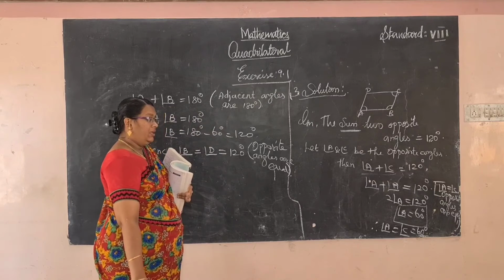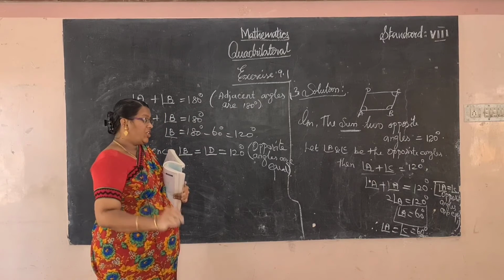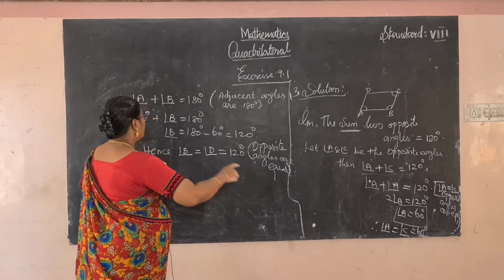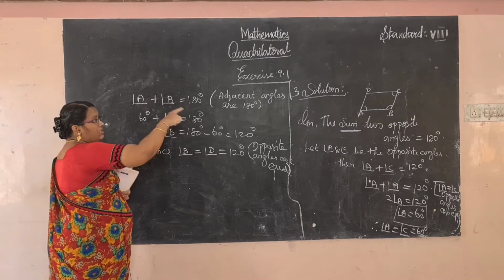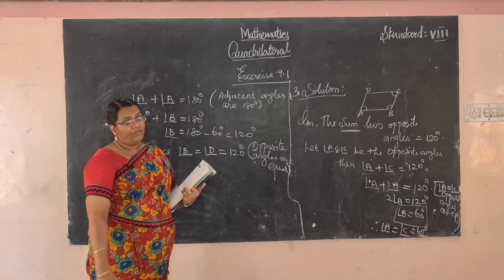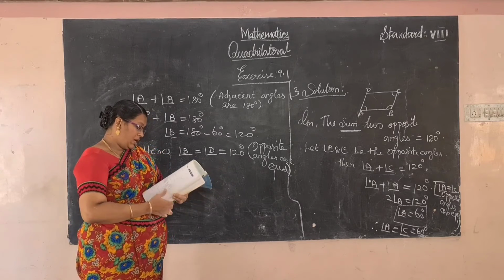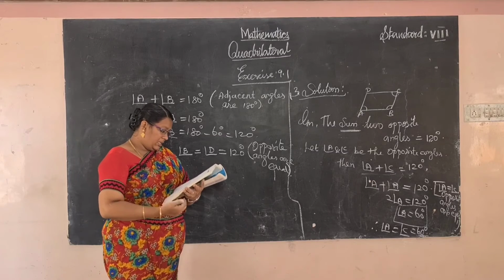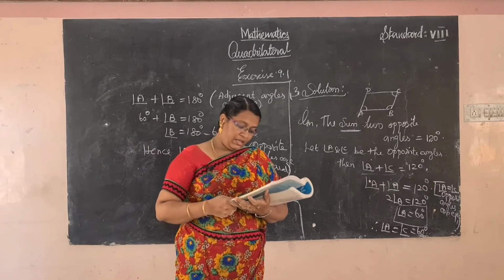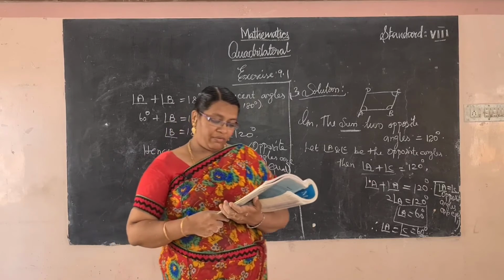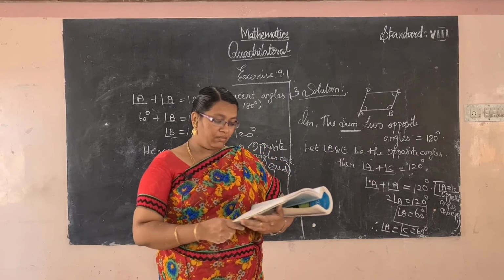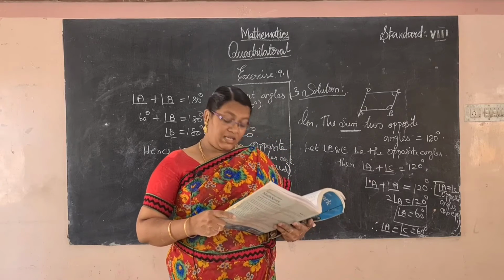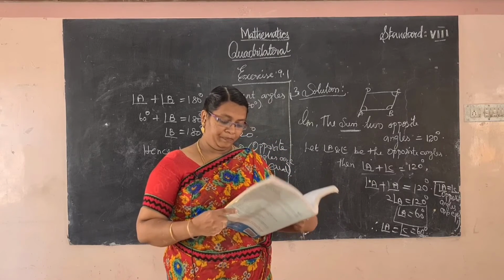After that, the same condition, opposite angles are equal. So angle A and angle C are 60 degrees. After that, we use the adjacent angles are 180 degrees to find out the remaining two angles. And the fourth one: the adjacent angles of a parallelogram are in the ratio 4:5. Find all the angles of the parallelogram. So the ratio is given, and you have to find the adjacent angles of the parallelogram.